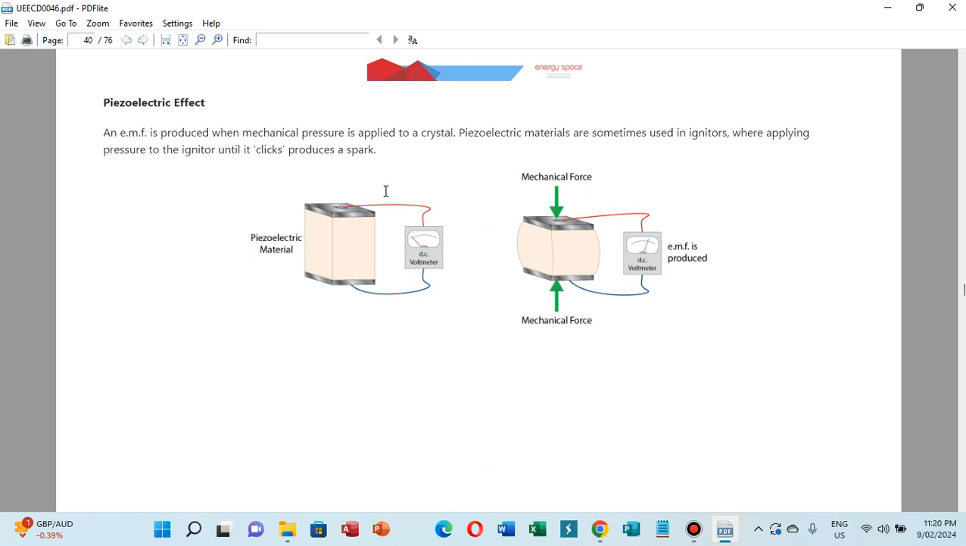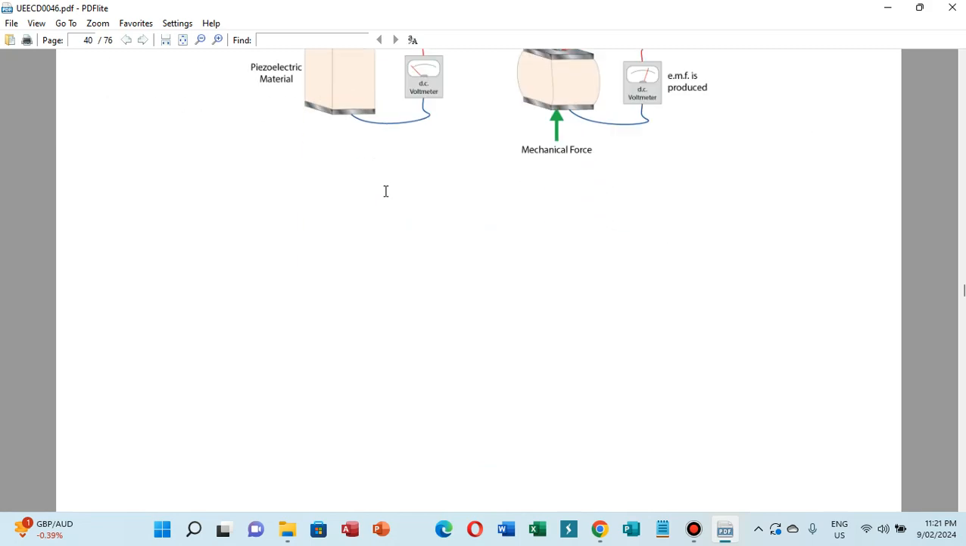So the piezoelectric effect means that when movement happens, it can also produce electrical current. The piezoelectric effect is the vibration of the metal atoms producing electrical current. Electricity is produced when mechanical pressure is applied to the crystal. Piezoelectric materials are sometimes used as igniters, where pressure is applied to the igniter to produce a spark. This is the piezoelectric effect.